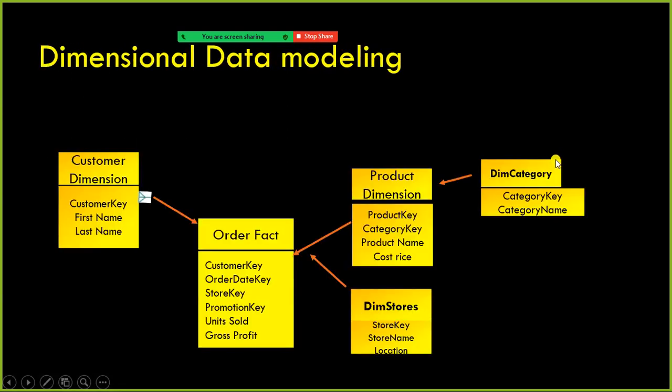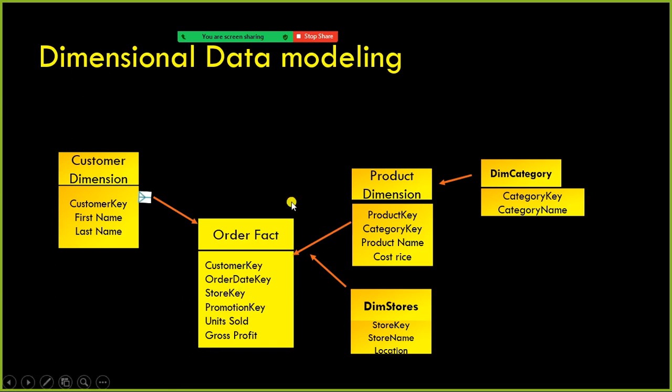There is something called slowly changing dimension; I'm not going to talk about it now. At this moment, just understand each dimension table should have only one unique key, with no duplicate values. You can also have a composite primary key, but it should be unique. The dimension table should have unique values, whereas the fact table can have duplicate values of your customers or products, because a single customer can order multiple times, and in each order multiple products can be there.